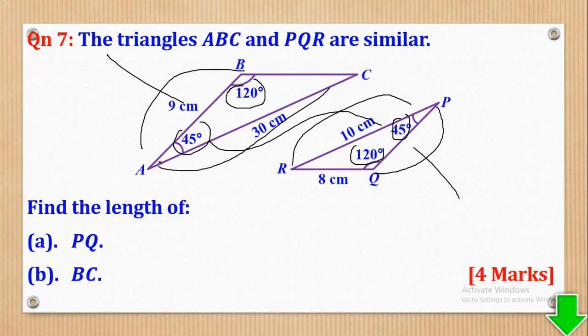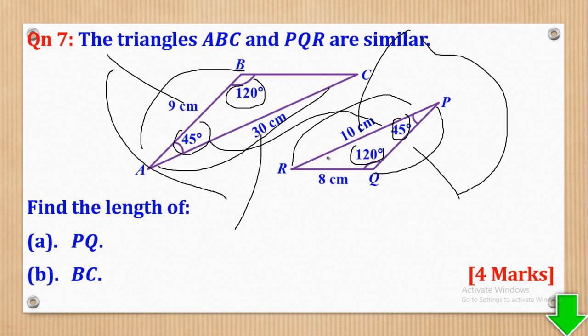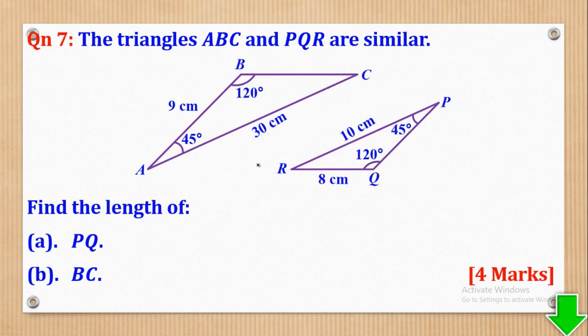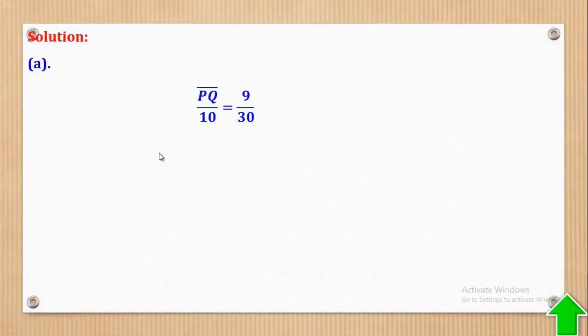Then the other side will be the longest one, here it is 30 and here the longest one is 10. Therefore when you are using similarity, you shall say this PQ over this longest one which is 10 is equal to this AB over the longest one which is AC. That is why you see that PQ over 10 is equal to 9 over 30. So next is to make PQ the subject, and PQ will be equal to 3 centimeters.